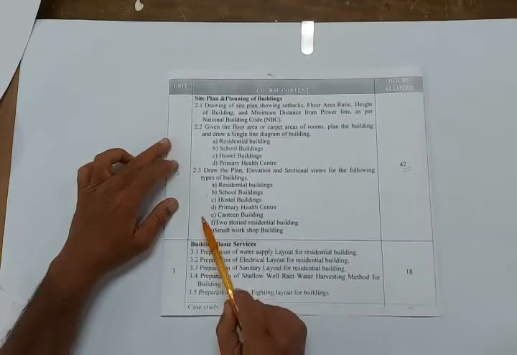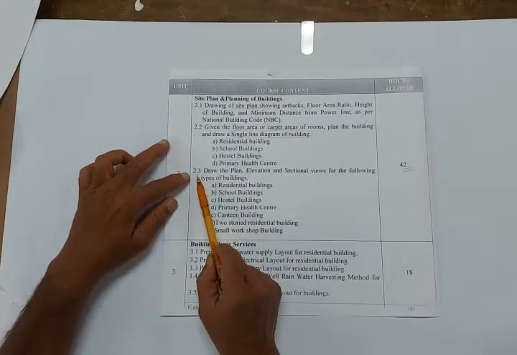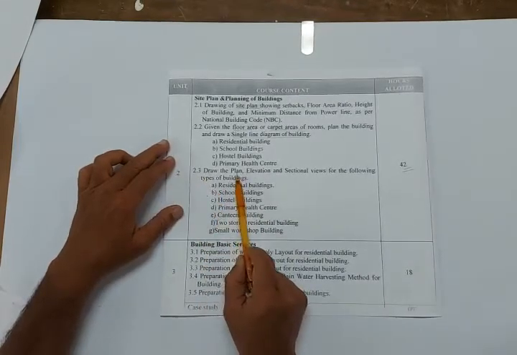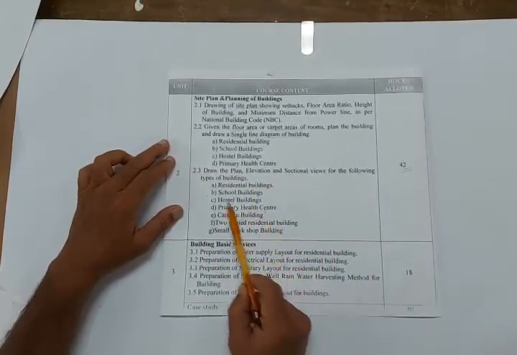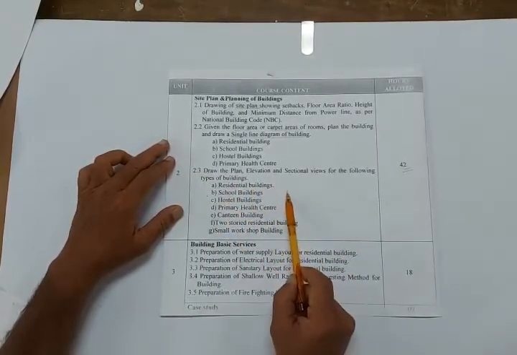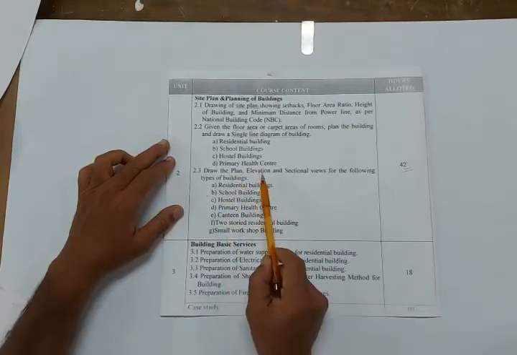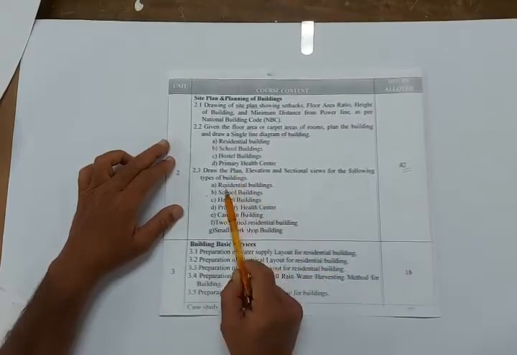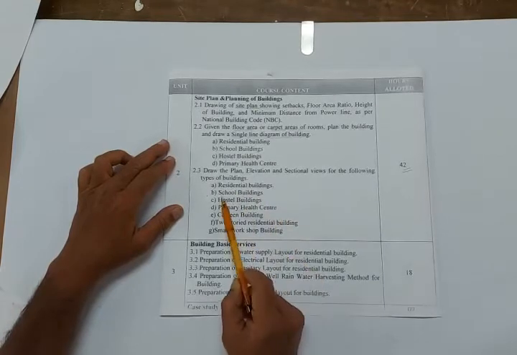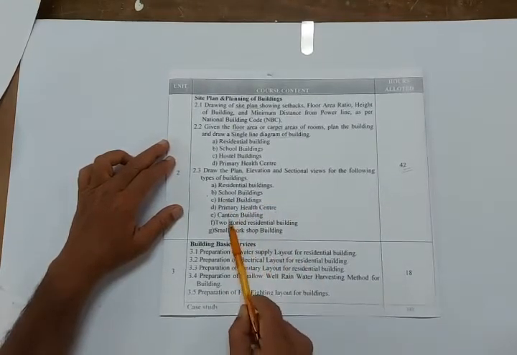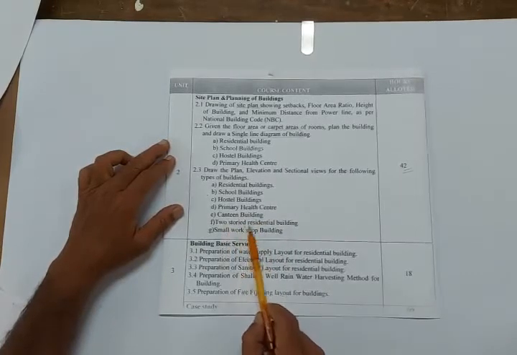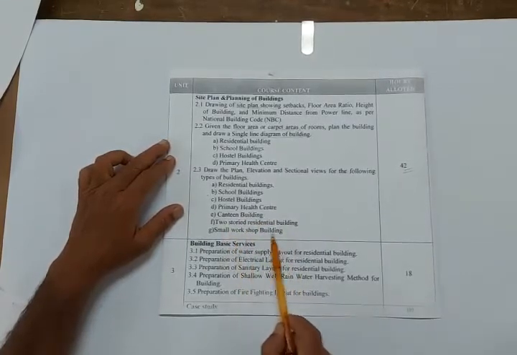And the third point is 2.3, you have to draw the plan, elevation and cross sectional view of the following drawings. Here, as per the given line diagram, you have to draw the plan, elevation and cross sectional view of the residential buildings, school buildings, hostel buildings, primary health centers, the canteen buildings, two stories residential building and small workshop building.